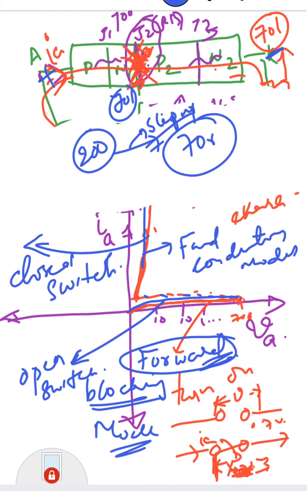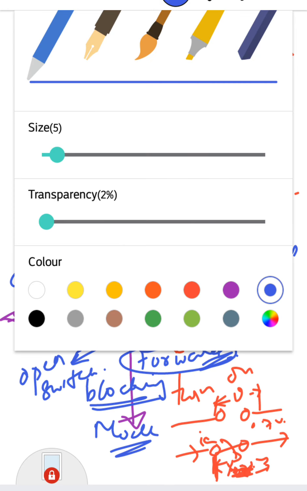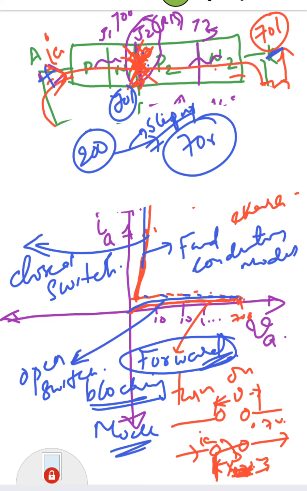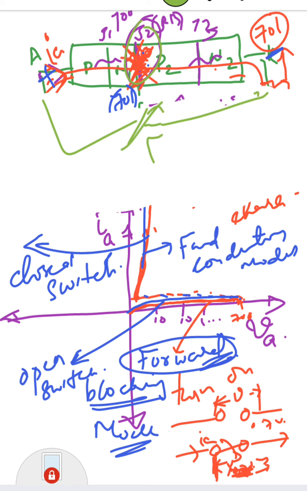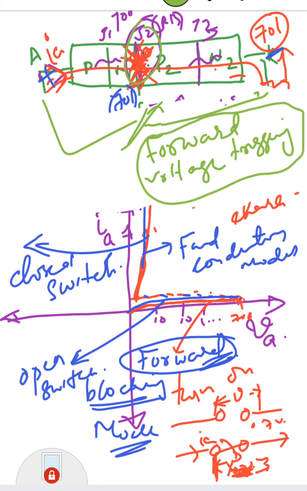This method of turning on this SCR by increasing the forward voltage beyond the capacity of junction J2 is called the forward voltage triggering. This is very important. What is meant by forward voltage triggering? Increase the forward voltage. Once the capacity of junction J2 breaks down, SCR will turn on.